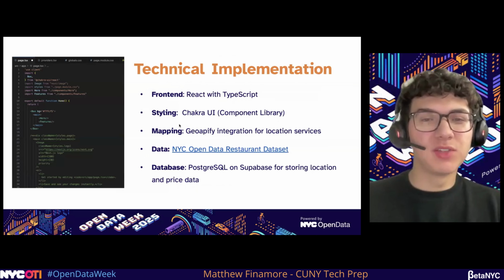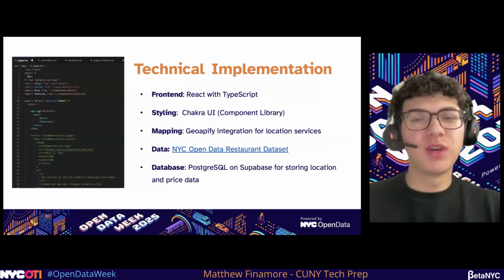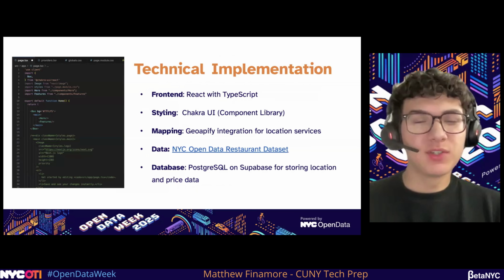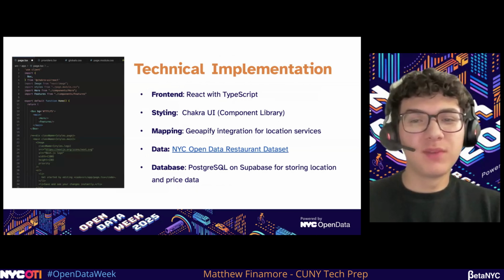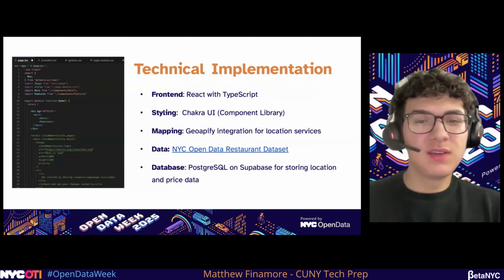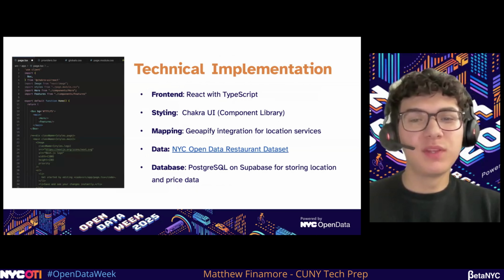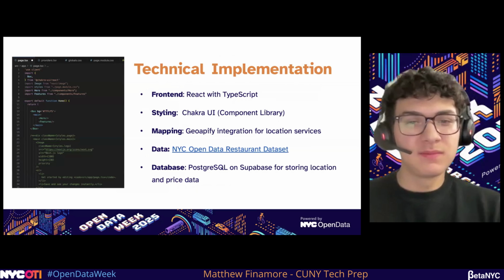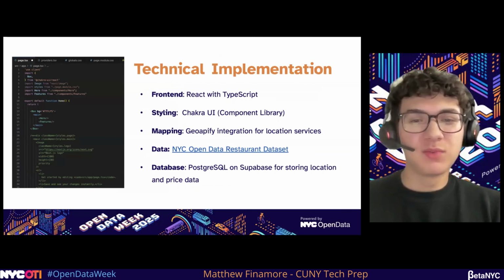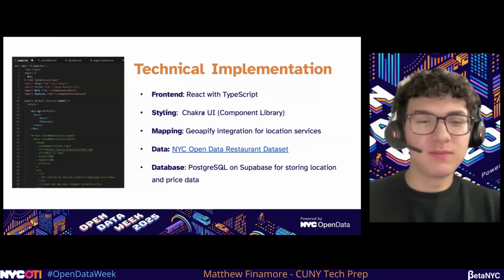So, technical implementation. The front end was built with React with TypeScript. For styling, Chakra UI, which is a component library. For mapping, we use the Geoapify integration for local services. And we use the New York City Open Data restaurant dataset. And for our database, we use Postgres on Supabase for storing location and price data.